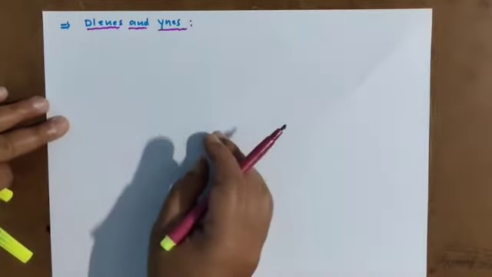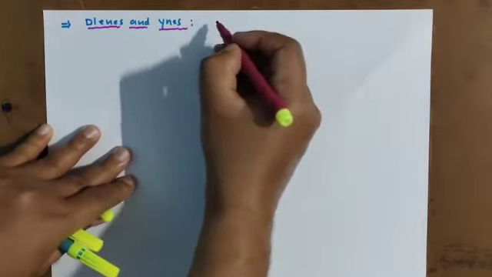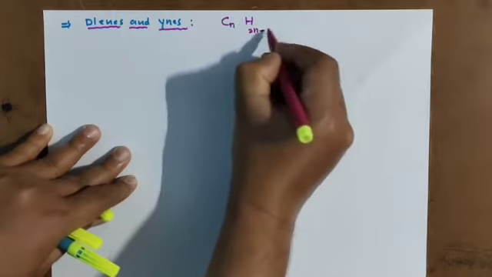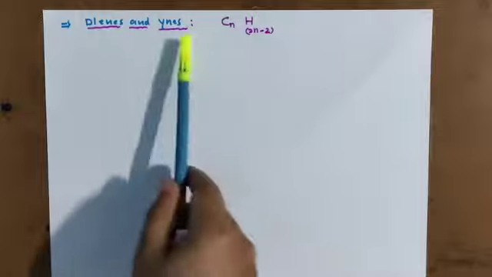What am I taking? Dienes and ynes, meaning double bonds and triple bonds. Why does diene mean two? Dienes and ynes are functional group isomers. The general formula for dienes and ynes is CnH2n-2. Same general formula means these two are functional group isomers.